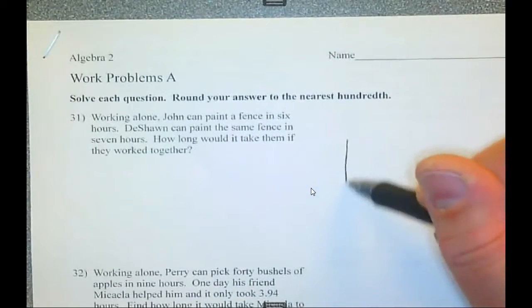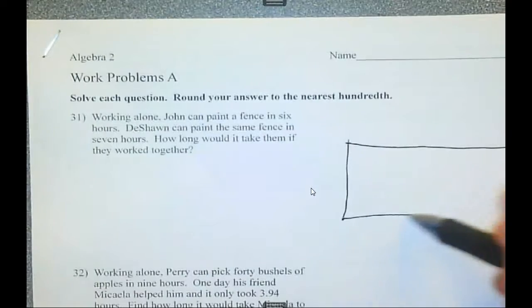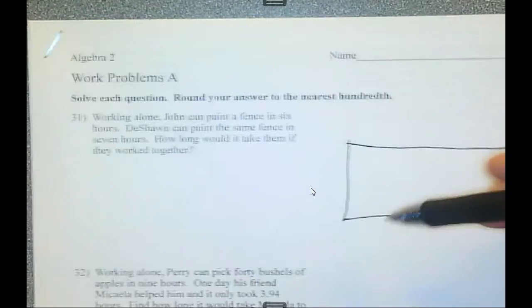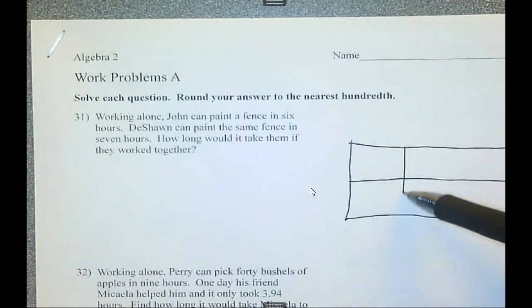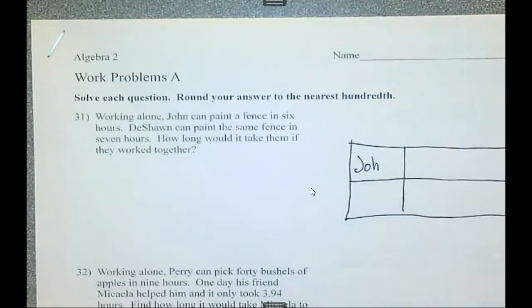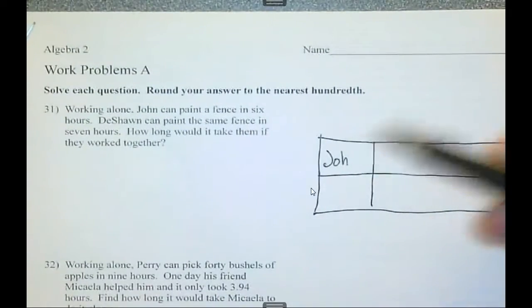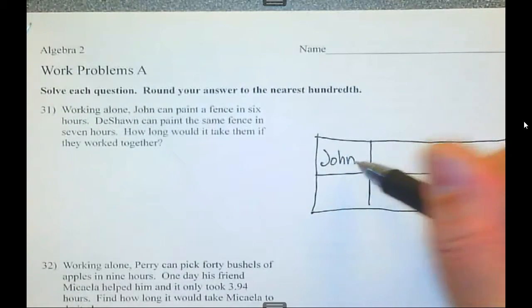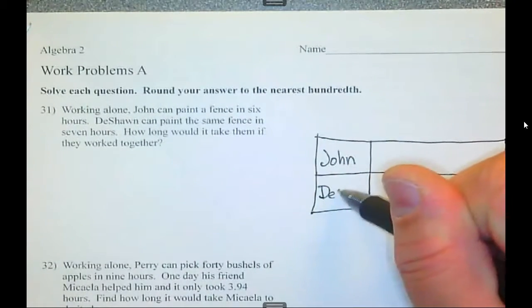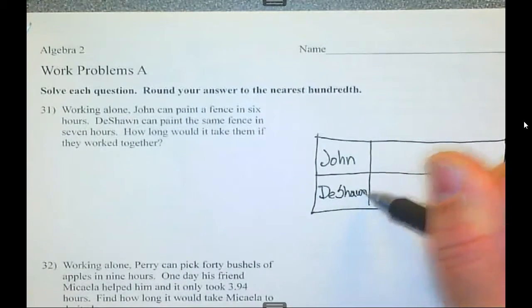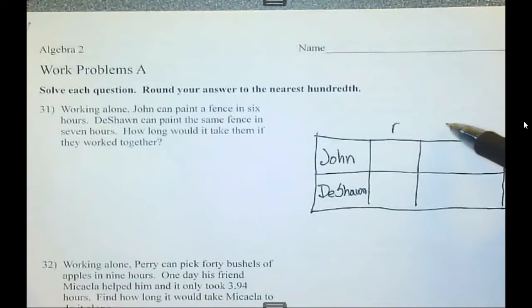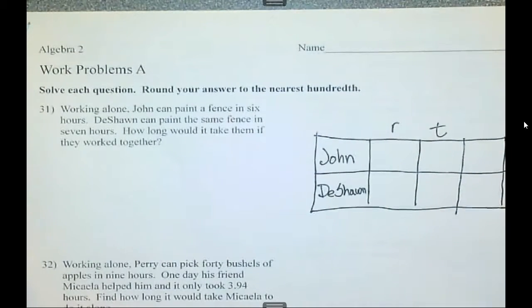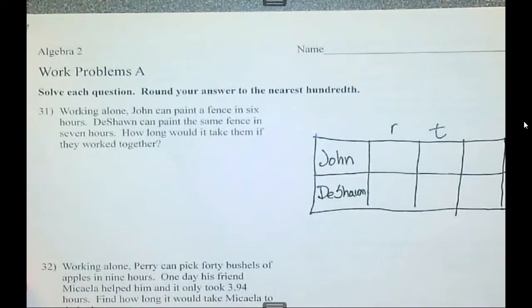Okay, so we're going to draw a chart. Remember, these are rational expressions or rational equations. And we have John, and I have Deshaun. And we're going to have the rates and the time. So we're going to multiply these two together, and that's going to equal the job.